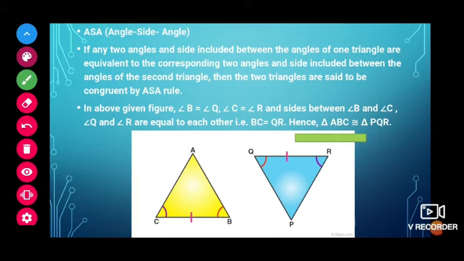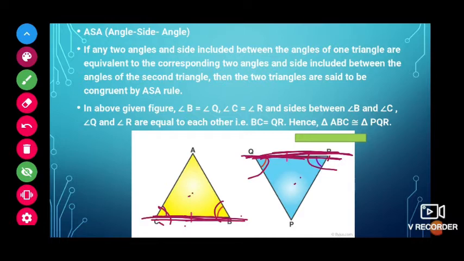Next, ASA. Previously we saw side angle side. Now we will see angle side angle. It means two angles and the side lying in between the two angles are equal. Then we can say that the two triangles are equal. If two angles and the side joining the two angles are also equal, then we can say that these two triangles are equal.